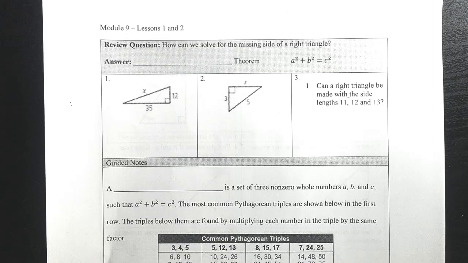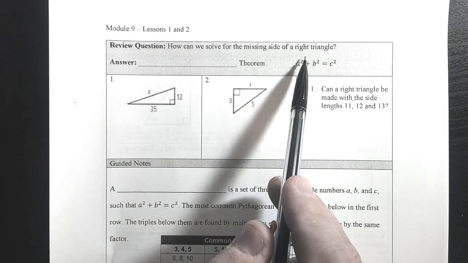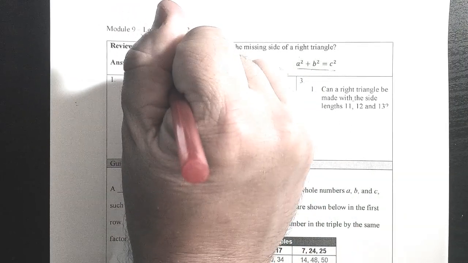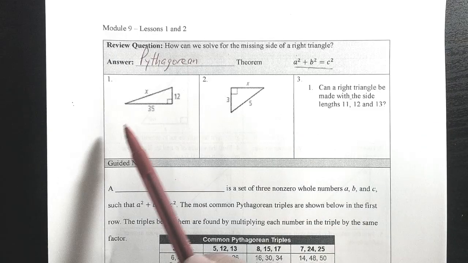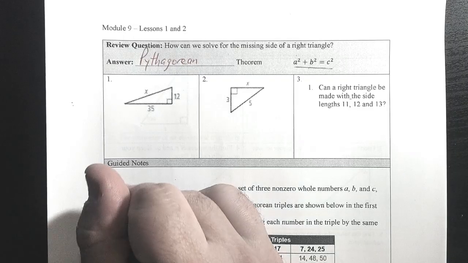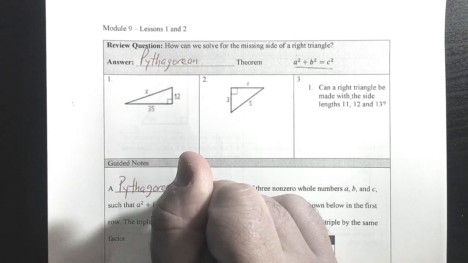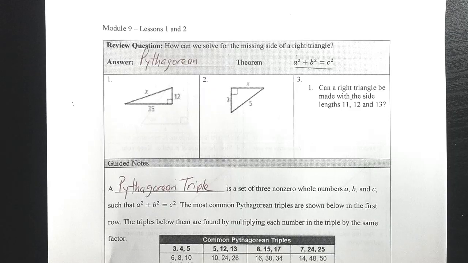So, all right, we're going to start with a review question. How can we solve for the missing side of a right triangle? Here's your hint. So this is the Pythagorean Theorem, and it's a squared plus b squared equals c squared. I'm going to do this one, let you guys do that, and then I'll do this one. I'm going to go ahead and write the word down here. So we're going to talk about Pythagorean triples, but the word is Pythagorean triple, singular.